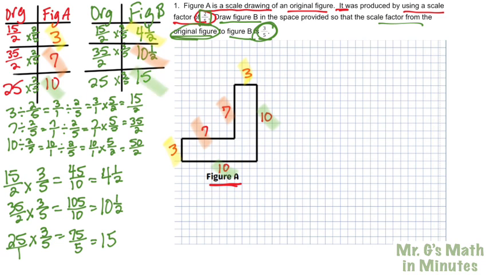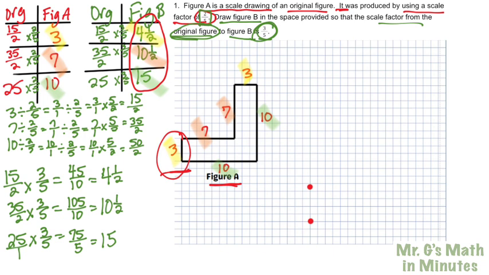So I can take that set of numbers, 4 1/2, 10 1/2, and 15, and start creating my figure B. I'm going to start off by doing this bottom section right here. So I'm going to go ahead and count off. I'm going to start off with a dot. So here's my dot. I'm going to go up. I have a 3, so instead of going up 3, now it's 4.5. 1, 2, 3, 4.5 tick marks is right here.